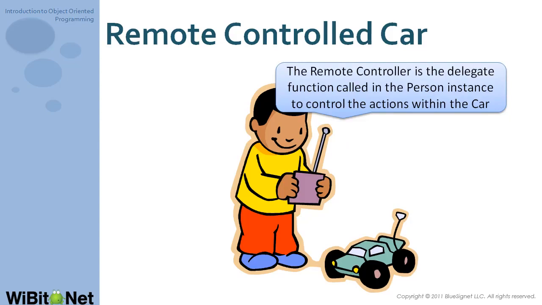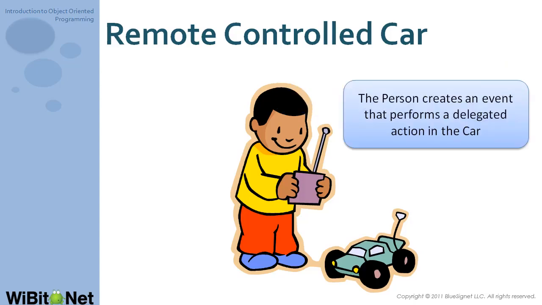So the remote controller in this case is the delegate function called in the person instance to control the actions within the car. The person object has kind of consumed the controller from the car, because the controller in the car kind of came in a package. Right. And that person object consumed that controller, and that controller is kind of wirelessly linked to the potential actions in the car. And when that person calls functionality in that remote controller, the car will perform an action. So the person creates an event that performs a delegated action in the car.